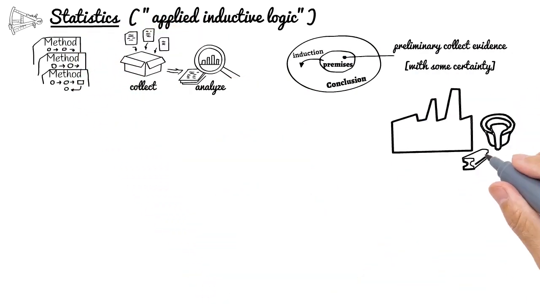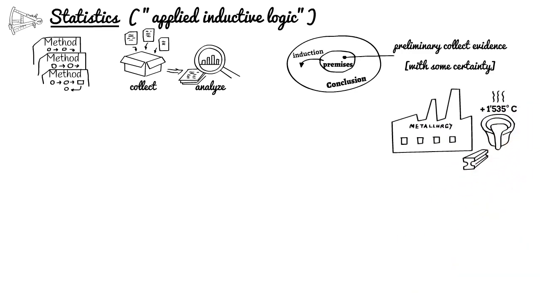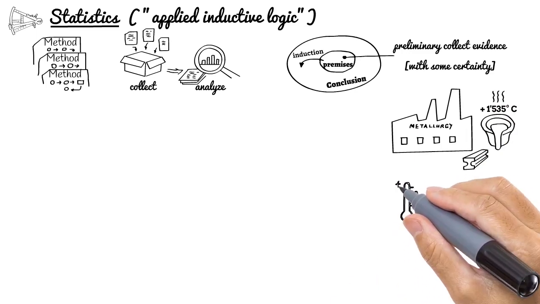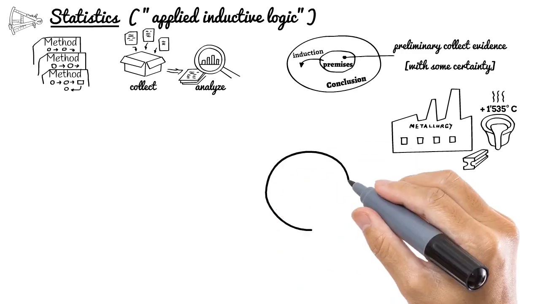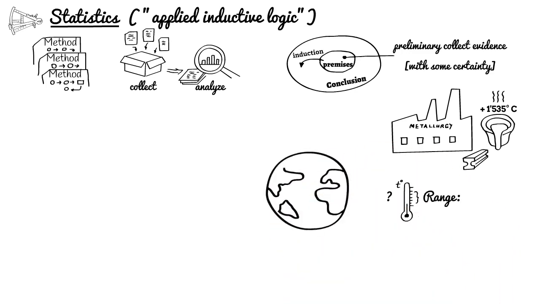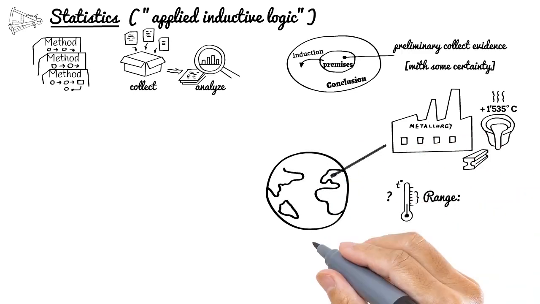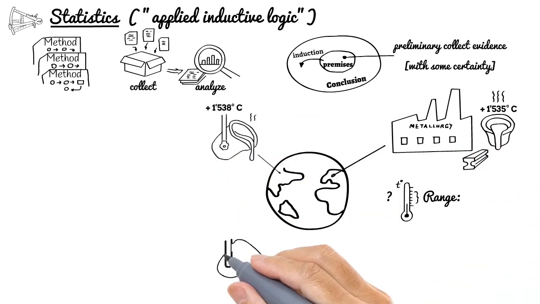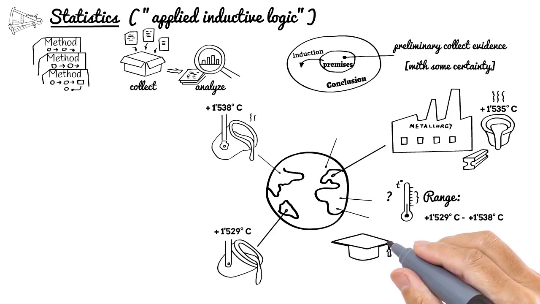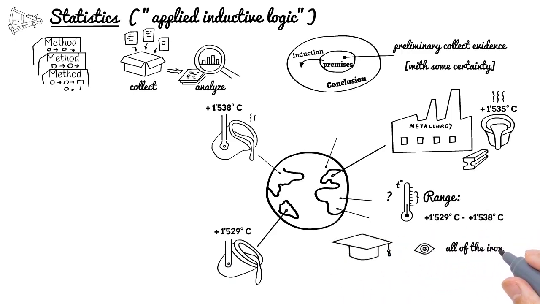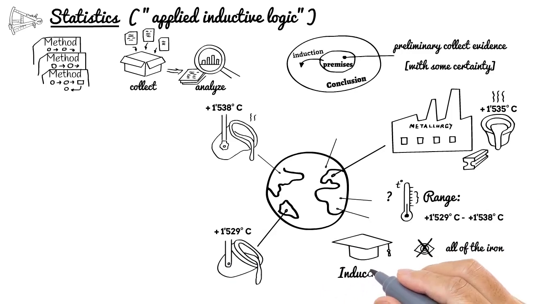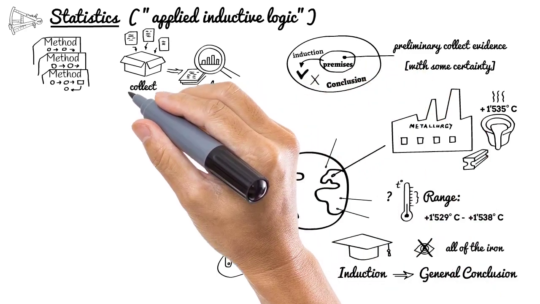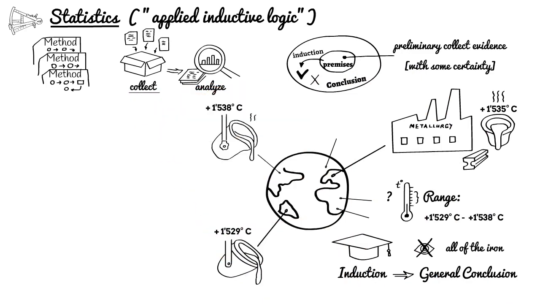So if, for example, you know that iron melts at 1535 Celsius based on a few actual observations, you probably want to know what the proper range of temperatures of the iron melting point should be from different regions, and therefore differently chemically composed, for example. As a result, you may need to collect some extra statistical evidence. Important thing to remember, statistics cannot possibly observe all of the iron in the universe over all time. Without induction, there would be no general conclusions whatsoever and science would perish. In order to support or disprove inductive conclusions, we need to collect enough evidence.